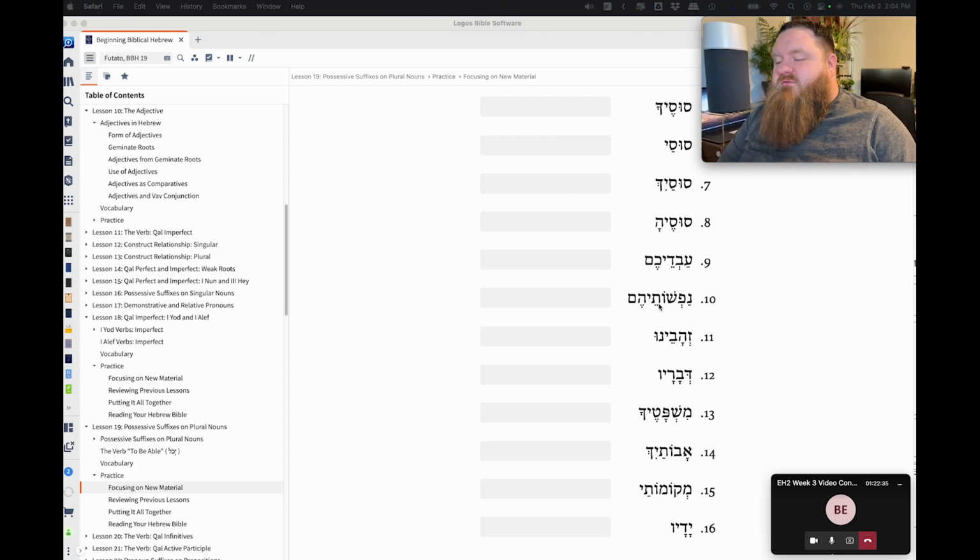So let's just take nafshot. Nafshotecha, this is the syllable that would be accented here. Nafshotecha, this here is going to add the sere yod. This is a little bit confusing because he says in lesson 19 that the sere yod is related to the masculine plural construct suffix sere yod, which, yeah, I think that's true, it is related, but that gets confusing when you start seeing it on feminine plural words.